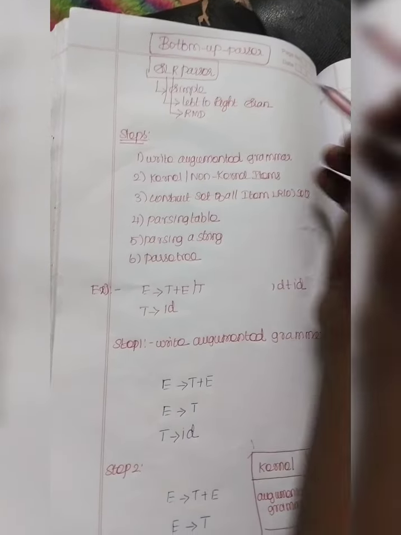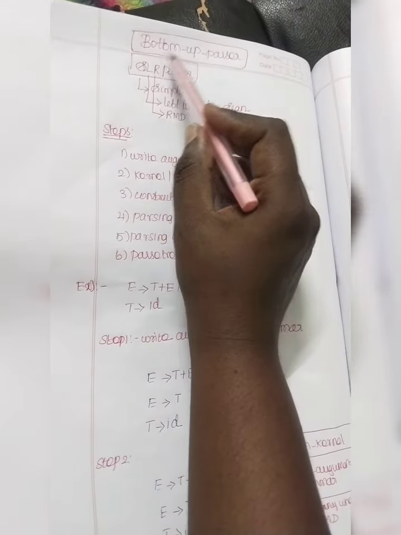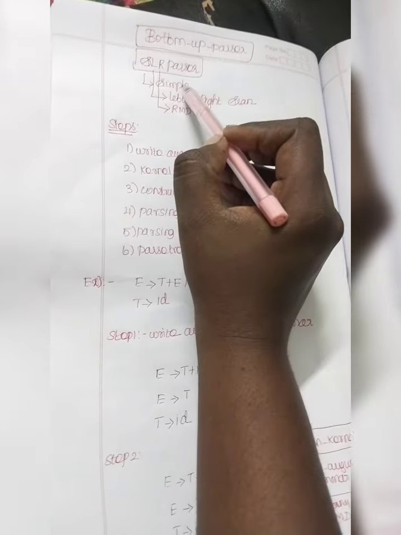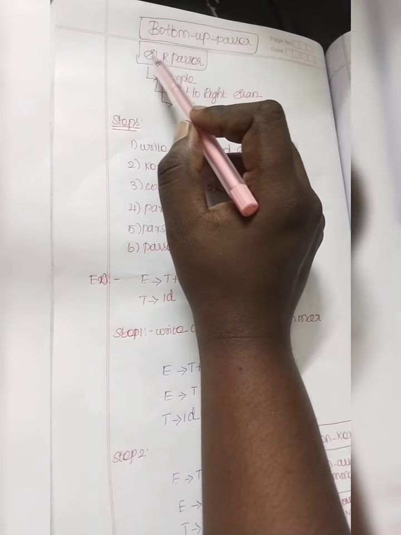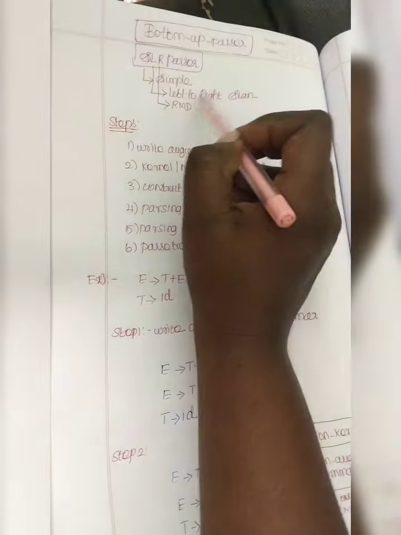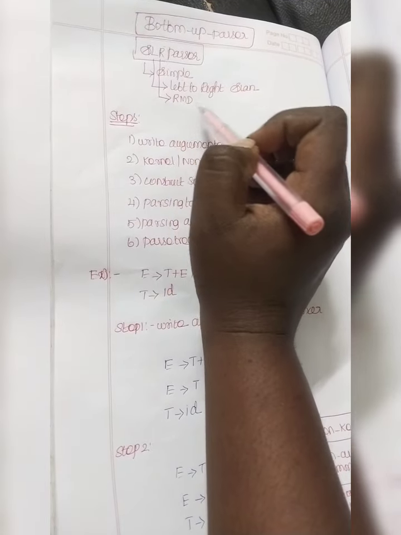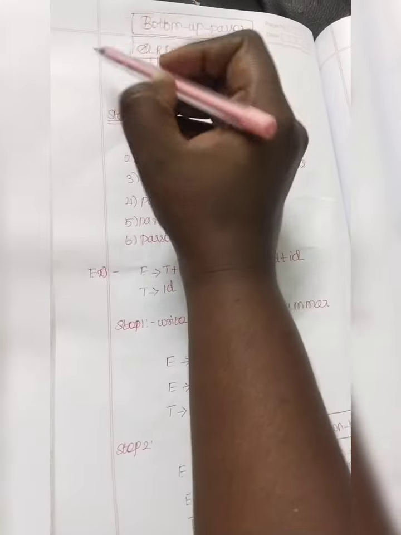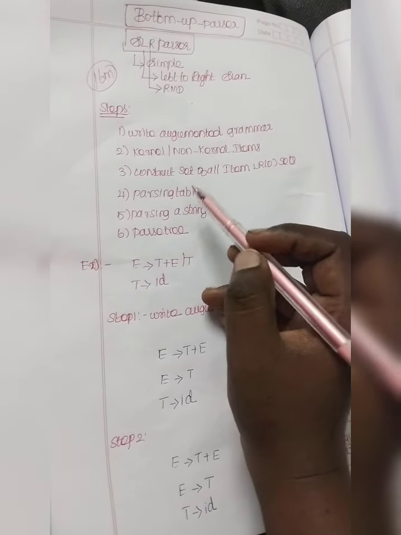Students, the important question in 4th unit is the bottom up parser, or SLR parser. Actually, what is SLR? S means simple, L means left to right scan, and R means RMD. So this is a very important 16 mark question in this unit. Here you need to do 6 steps.